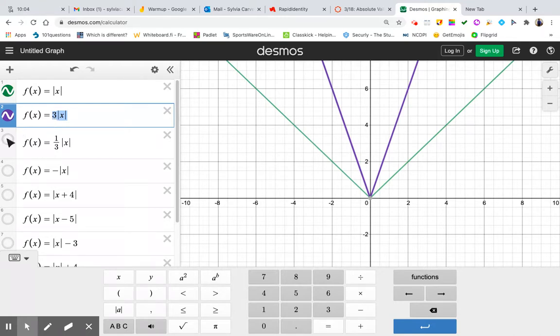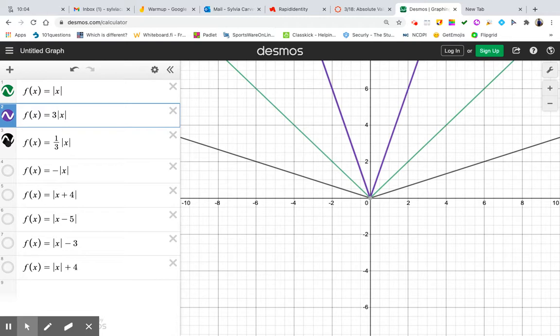If I look at the next one, let's see what color this is going to be. This is like in the black color. So the green is our base. So make sure you keep that in mind. Green is the base. Look at what happened with the black. So the black one got wider. This is actually a vertical shrink by a factor of 1/3.